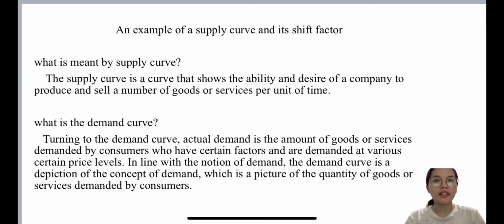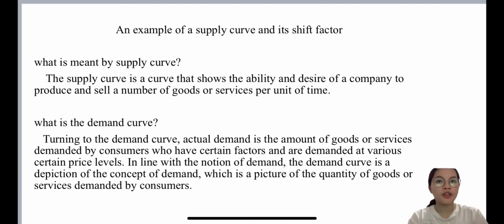I will explain an example of supply curve and its shift factor. What is meant by supply curve? The supply curve is a curve that shows the ability and desire of a company to produce and sell a number of goods or services per unit of time. Simply put, the supply curve acts as an indicator of the quantity of goods and services that a company wants to sell or produce.